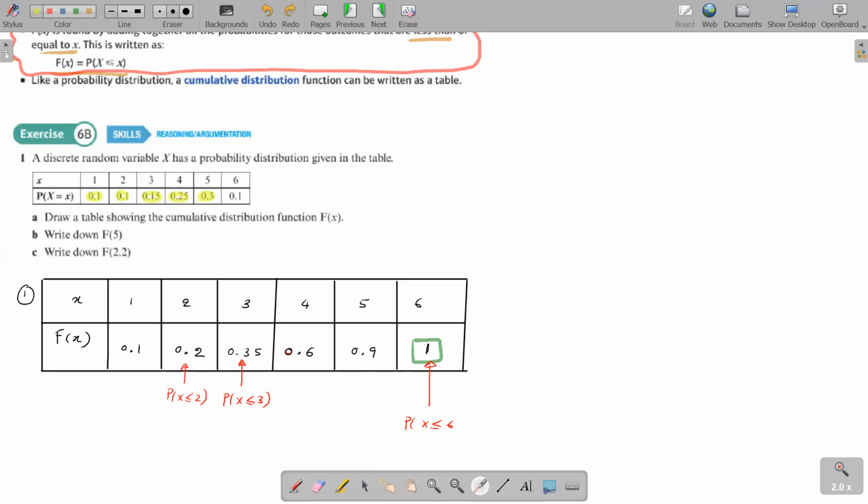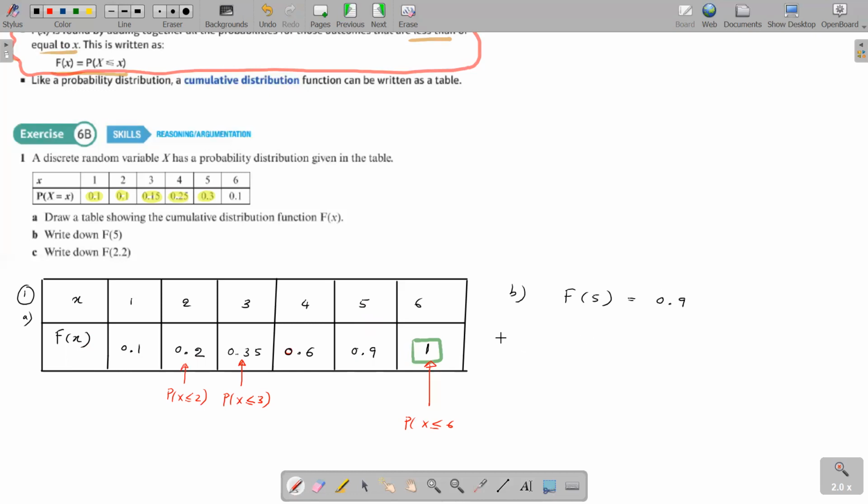Okay, so then let's answer part B. Write down capital F of 5. So how do you say capital F5? How much is the answer? 0.9. As you can see, F5 is 0.9.